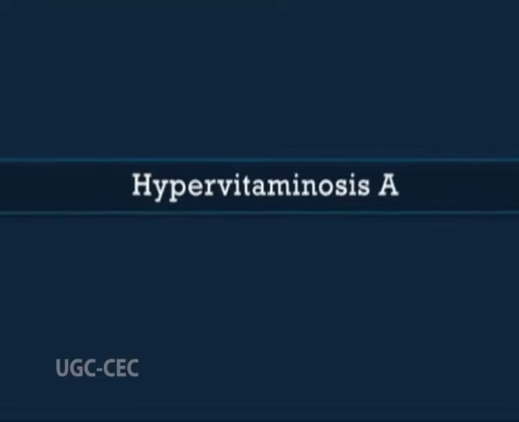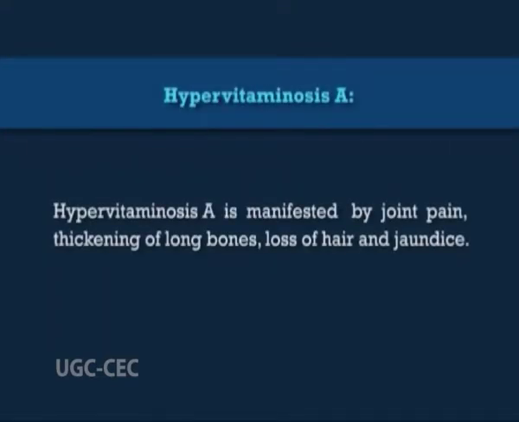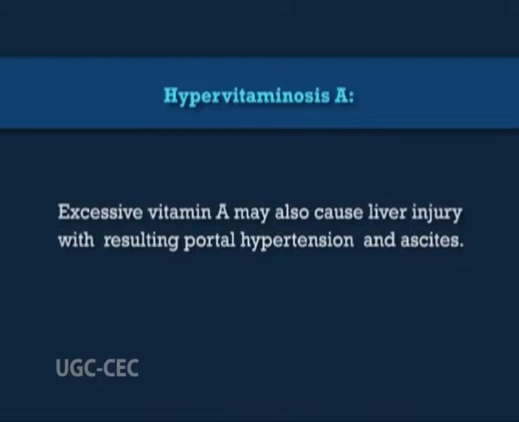Hypervitaminosis A. Hypervitaminosis A is manifested by joint pain, thickening of long bones, loss of hair and jaundice. Excessive vitamin A may cause liver injury with resulting portal hypertension and ascites.